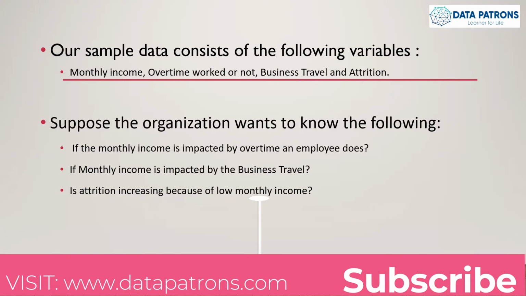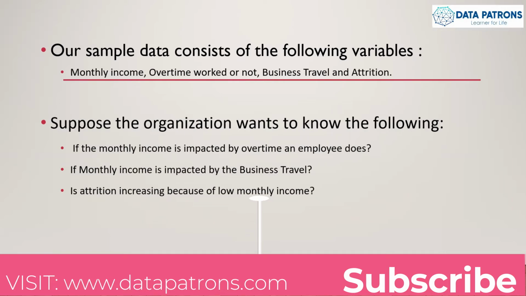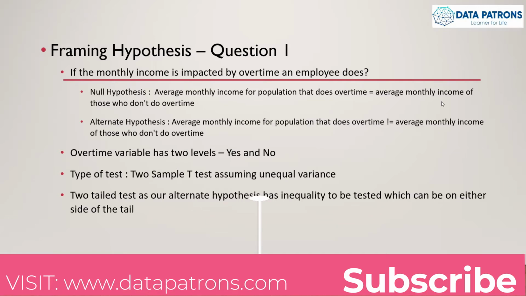If the question is whether monthly income is impacted by overtime an employee does, our null hypothesis in this case will be: average monthly income for population that does overtime is equal to average monthly income of those who don't do overtime. And the alternate hypothesis will be the reverse of this statement, which will be: average monthly income for population that does overtime is not equal to average monthly income of those who don't do overtime. Overtime variable has two levels as shared, yes and no.